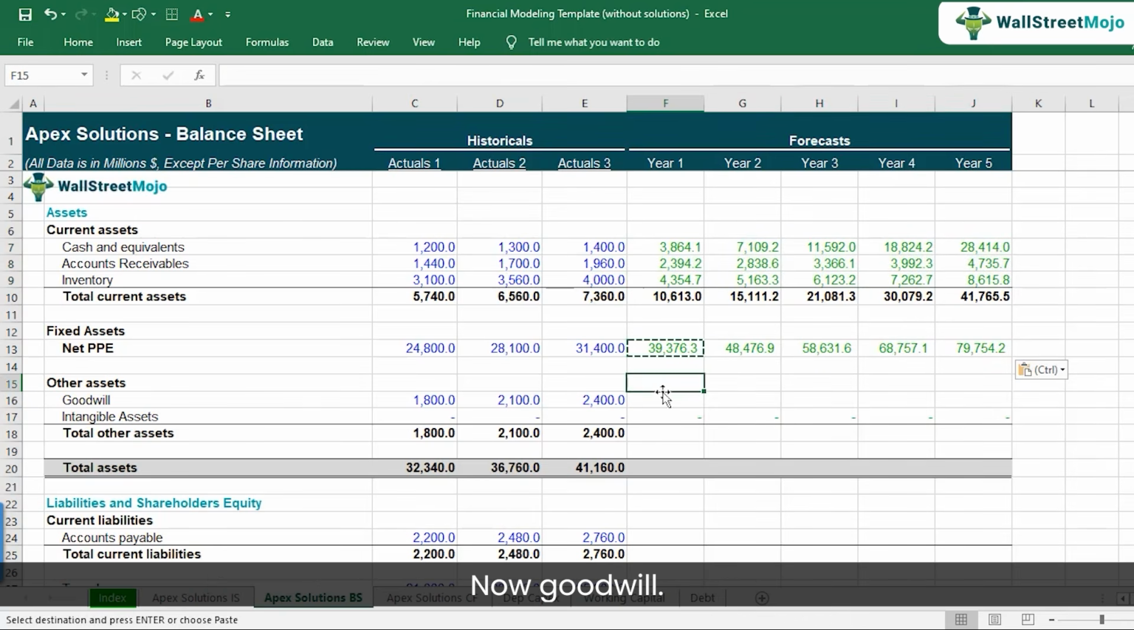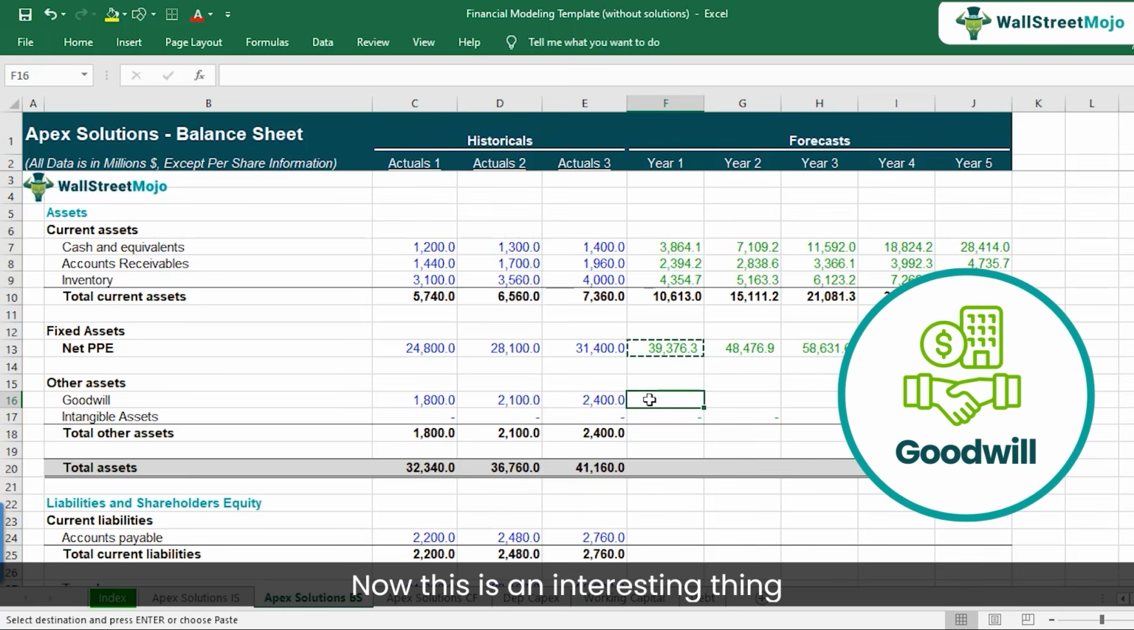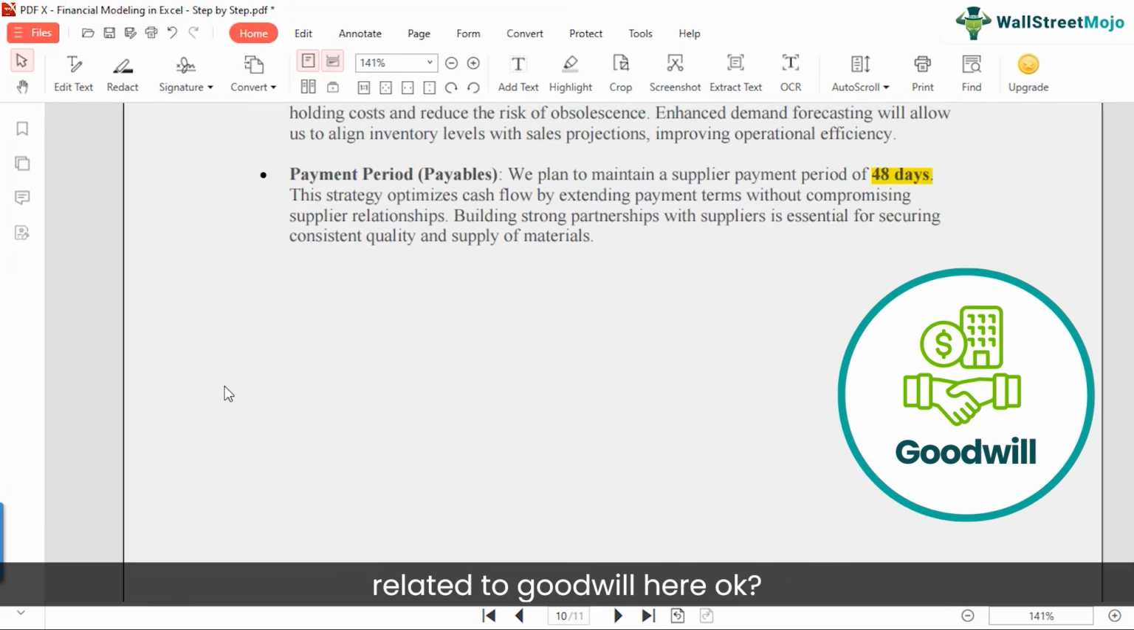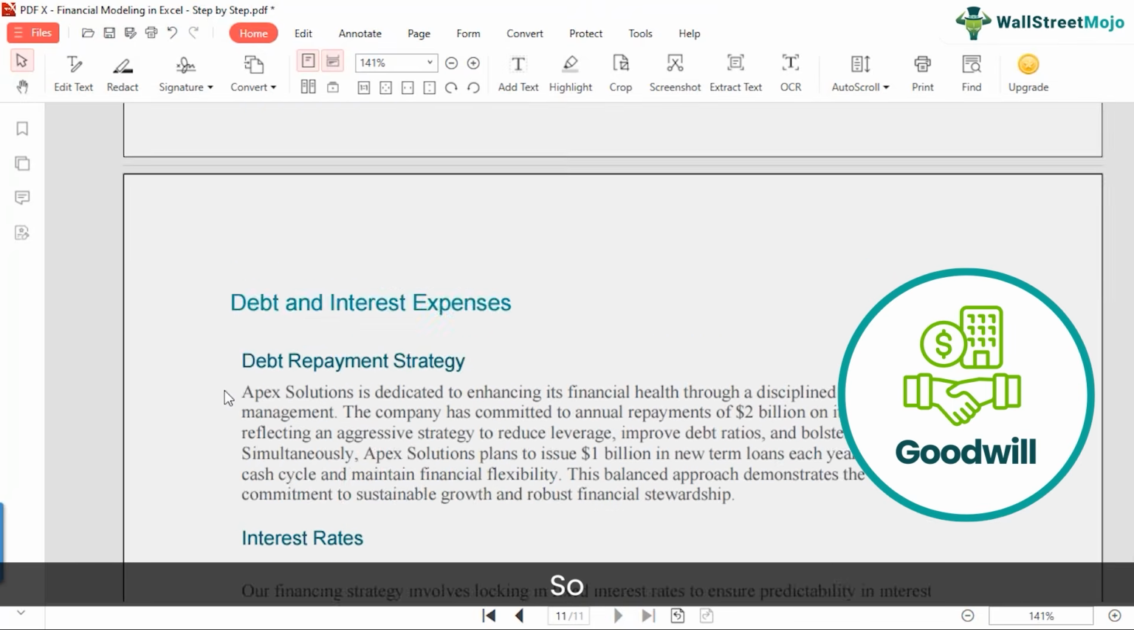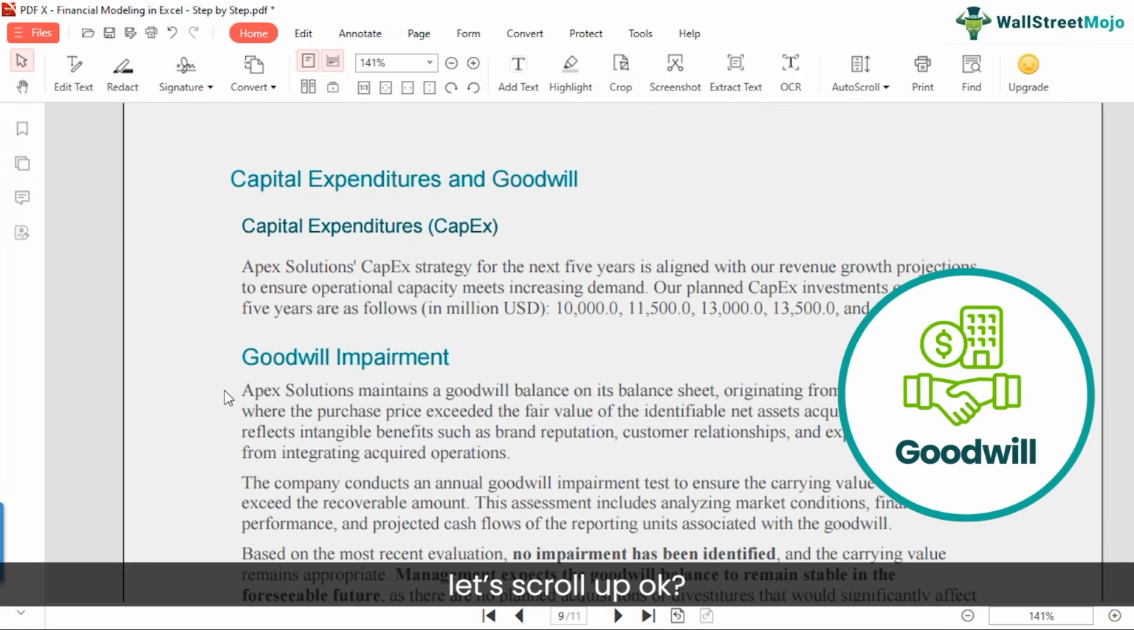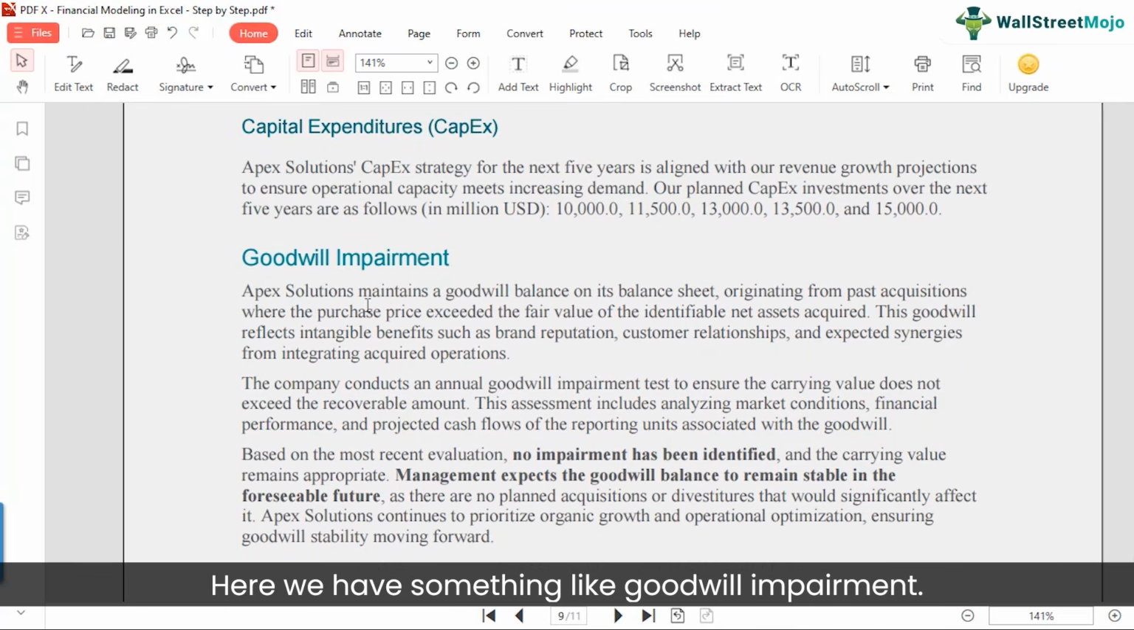Now, goodwill. This is an interesting thing, and for that, let me go back to the case study and see if there are things mentioned related to goodwill here. Let's scroll up. Here we have something like goodwill impairment. First things first, you need to understand why goodwill actually comes on the balance sheet. Goodwill comes on the balance sheet only when a company has done a certain set of acquisitions. If the company has paid a premium over and above the fair value of the assets, then that amount is accounted for as goodwill.